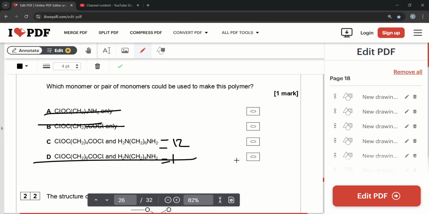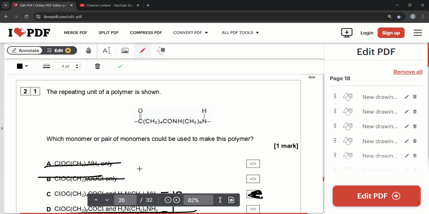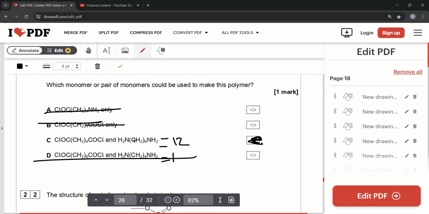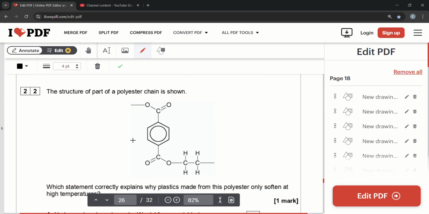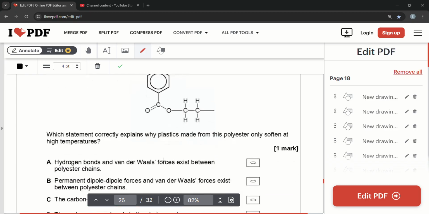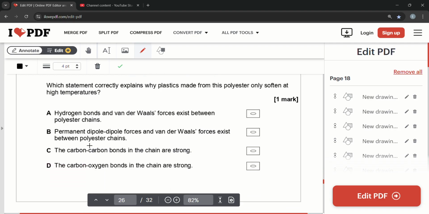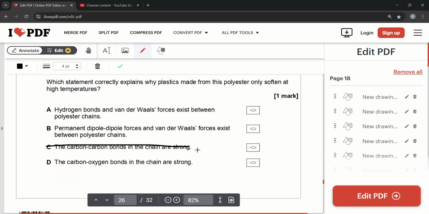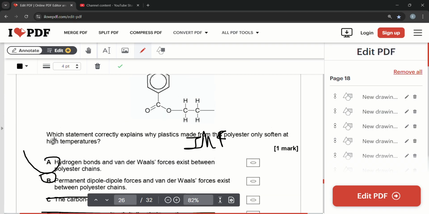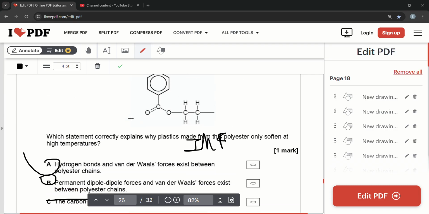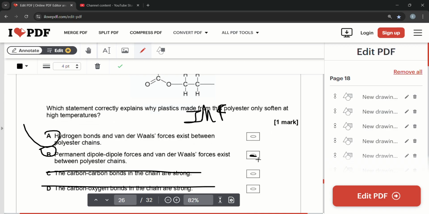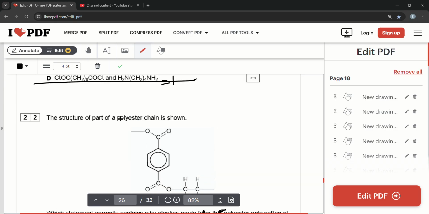I counted it wrong, but the answer is C. 22. The structure of a polyester chain is shown, which they correctly explained by plastic and polyester only soften at high temperatures. In the chain, no, it's the intermolecular forces we're talking about. This was either A or B. Well, the hydrogen bonds cannot form in here, so therefore it must be B. Can't be hydrogen bonds.